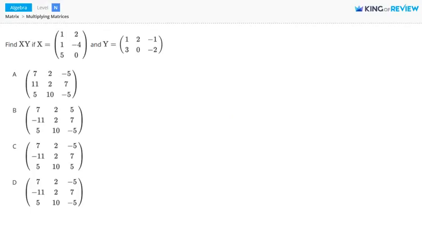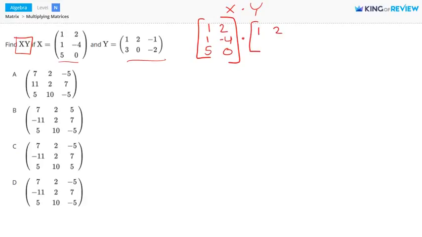In this problem, we're asked to find the product of matrix X times matrix Y, and we're given X and Y here. So what is a matrix? A matrix is a rectangular arrangement of numbers in rows and columns. So what we want to do here is multiply these two matrices together. So X times Y. We have matrix X, which is 1, 2, 1, -4, 5, and 0. And we're multiplying it by matrix Y, which is 1, 2, -1, 3, 0, -2.